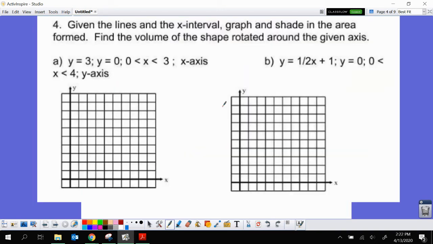Okay, these say graph the line, or given the lines in the x interval, graph and shade in the area formed. Find the volume of the shape rotated around the given axis. Okay, so on number 4, we have y equals 3. That's going to be a horizontal line at y equals 3. Okay, and then we have y equals 0. So again, another horizontal line, y equals 0.